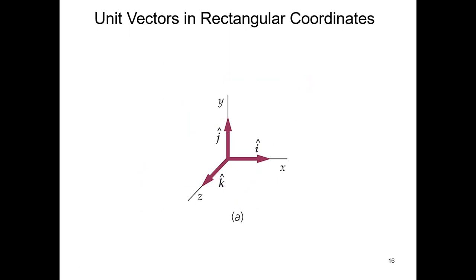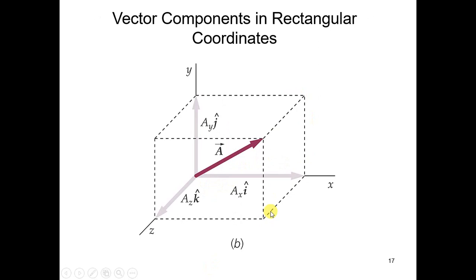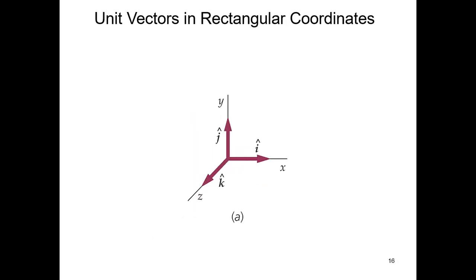Now unit vectors in a rectangular coordinate system. The unit vectors of the rectangular coordinates are represented as i cap, j cap and k cap. The x-axis is represented by i, the y-axis by j, and the z-axis by k cap. So this is our rectangular coordinate system, and these are our unit vectors: i cap, j cap, and k cap.